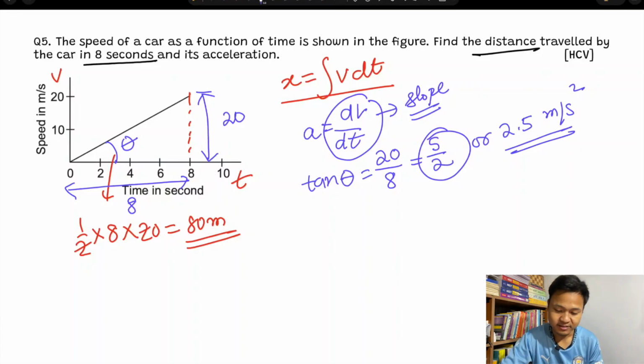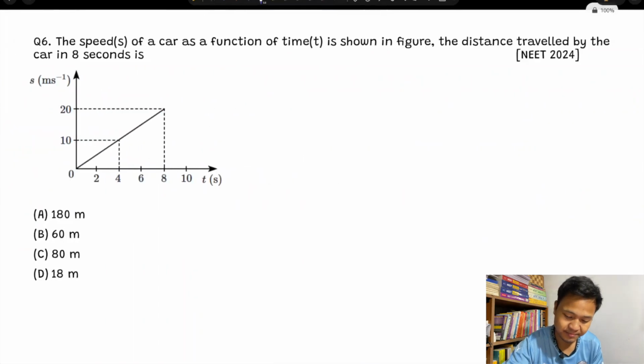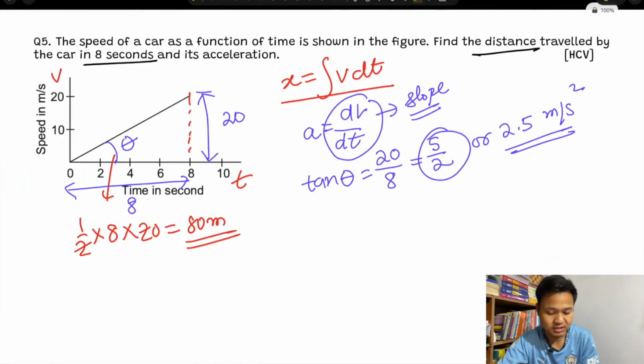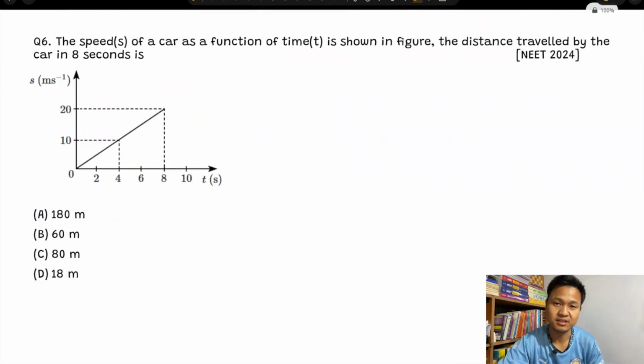Okay, next. This one I will not do because it is the same question as the previous. It is a NEET 2024 question. It is exactly the same as the one which we solved before. You see, the same question is asked in the medical exam. This is why I recommend again and again to solve questions from the achiever.